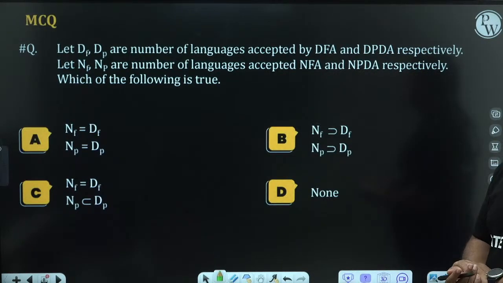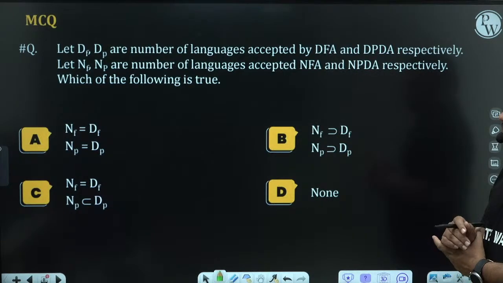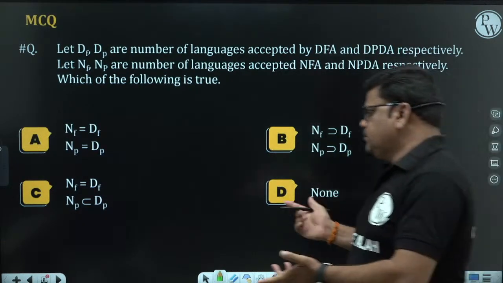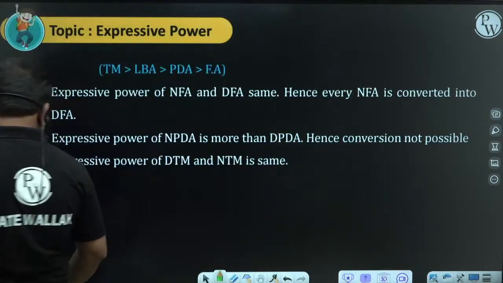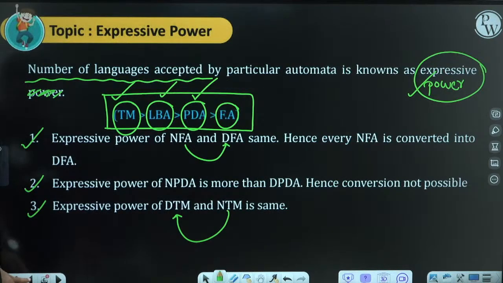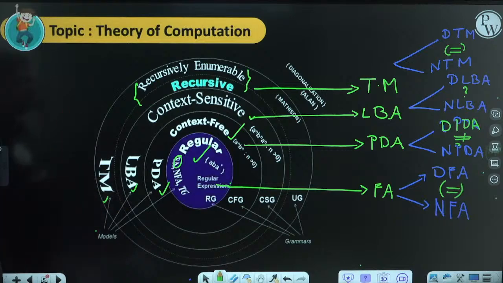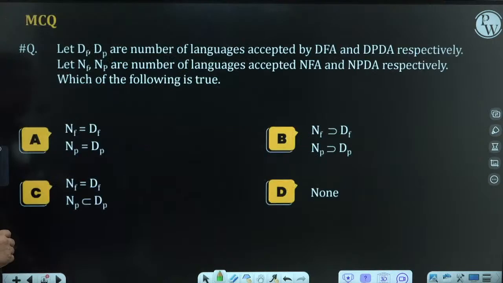Any answers? If you want to solve this question, this is the diagram. Same thing. So always keep this diagram in your mind. There are so many questions in previous papers from this diagram. So easily a 1 mark question you will get in the GATE paper. Right. So what is the question here? Number of languages accepted by NFA, DFA, NPDA, DPDA.